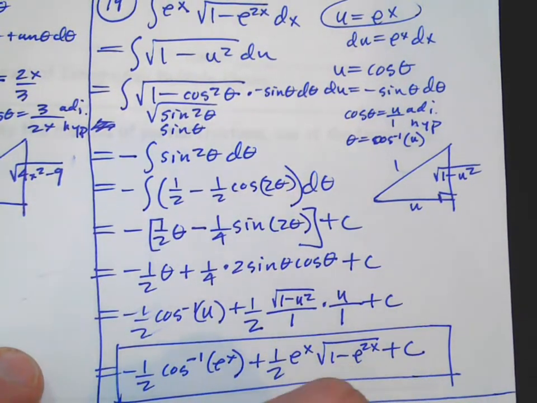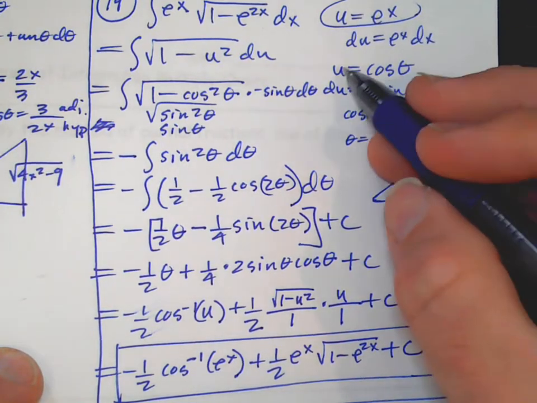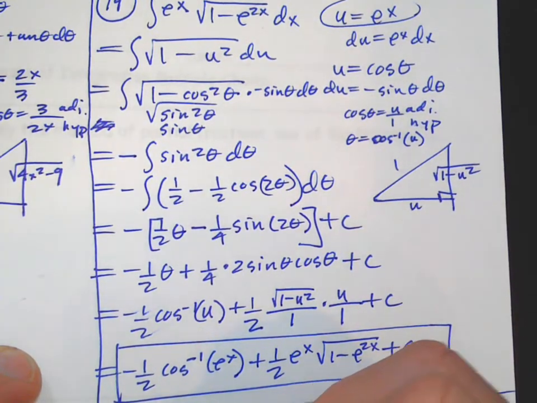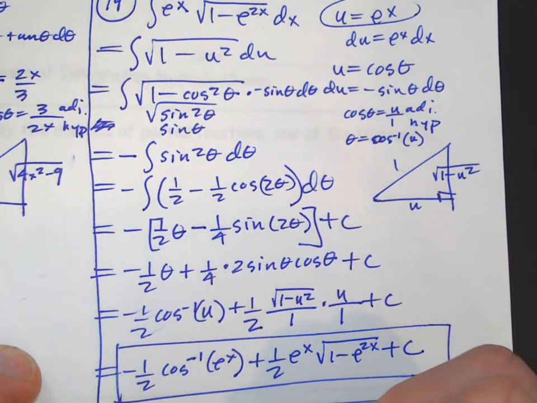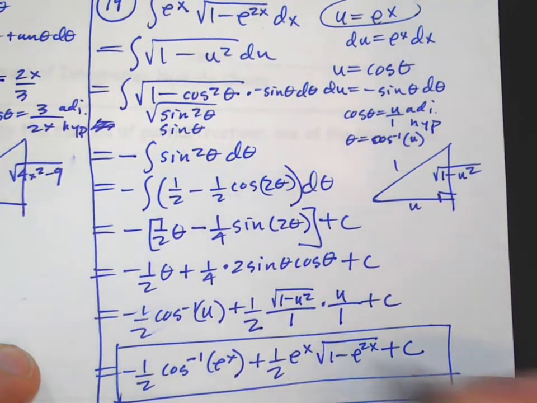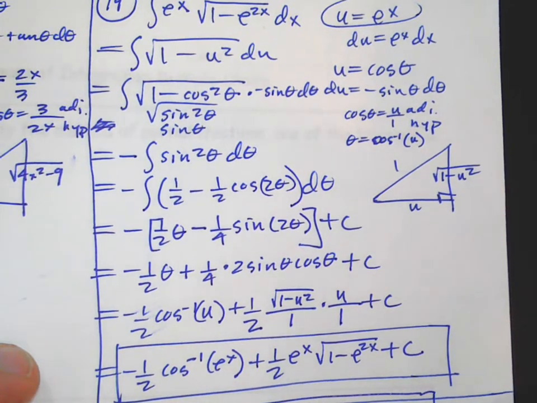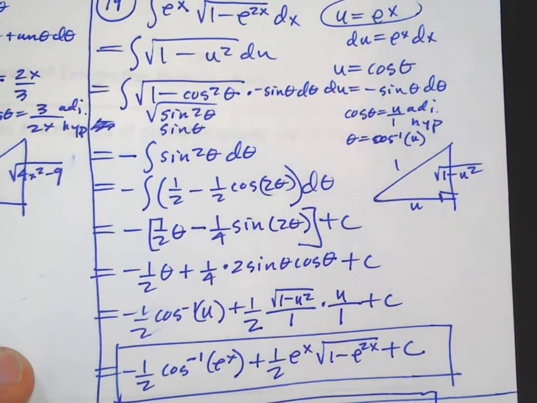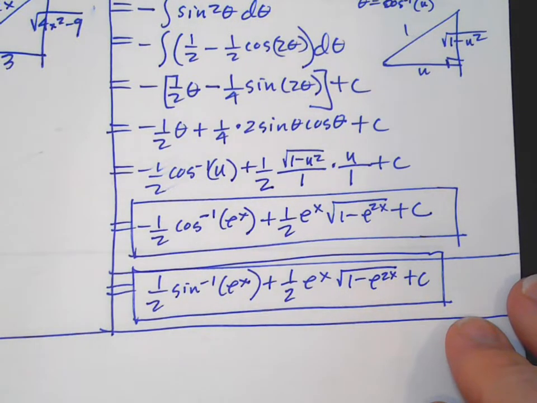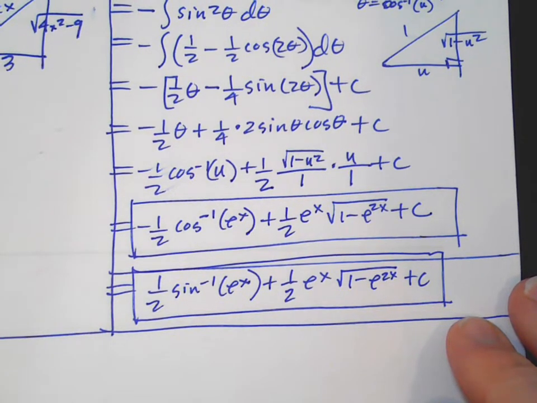Now, another version of it, if you'd gone with e to the x equals sine theta, you'd get positive 1/2 inverse sine of e to the x, and the rest of it would be the same. So depending on how you attack that problem, that's what you would get. So hopefully you feel like you've had a lot of good practice with this.